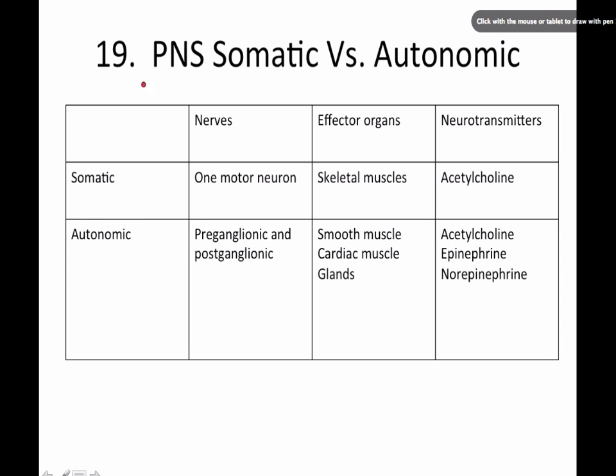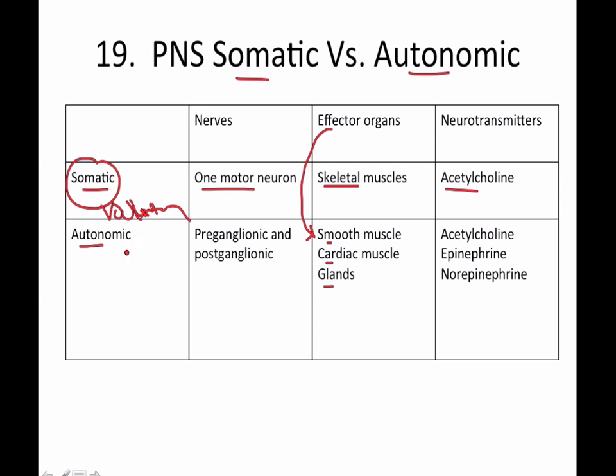Next up are the major differences between the somatic and the autonomic nervous system. In the somatic system, we have one motor neuron. The effector is going to be skeletal muscles, and the neurotransmitter will be acetylcholine. For the autonomic nervous system, we have pre-ganglionic and post-ganglionic nerves. The effector organs are going to be smooth muscle, cardiac muscle, and glands. So remember, somatic is the stuff that's voluntary, and autonomic is everything that's involuntary. Again, the somatic deals with skeletal muscles; autonomic, smooth muscle, cardiac muscle, and glands. Then the neurotransmitters are going to be acetylcholine, epinephrine, and norepinephrine.